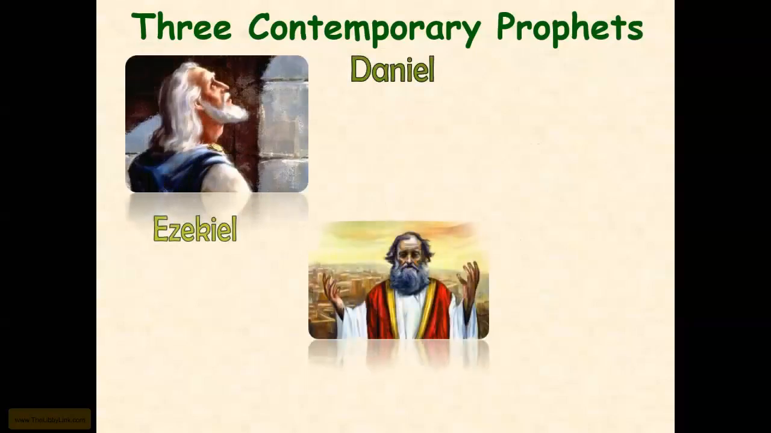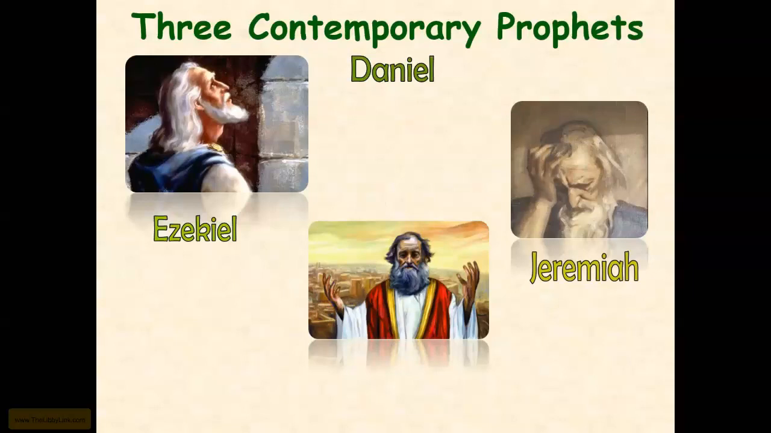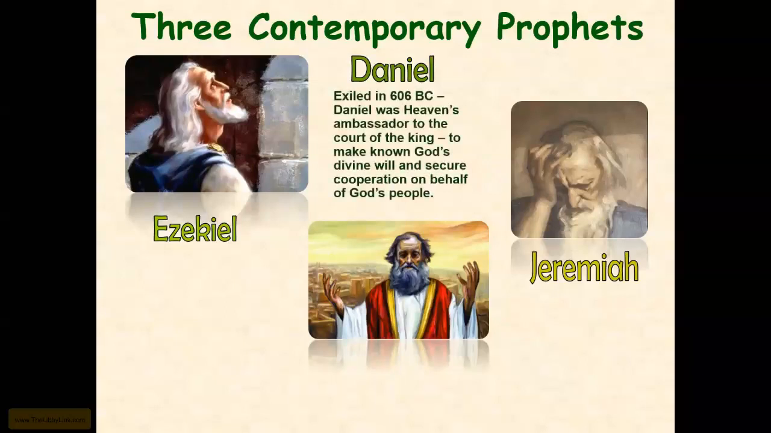There were three contemporary prophets we've seen on our timeline and have discussed. Daniel, Ezekiel, and Jeremiah were commissioned to reveal heaven's purpose to men and to elicit cooperation with it. This divine plan was in the best interest of Yahweh's people, even if they didn't think so. Daniel was exiled to Babylon in 606 BC. We've clearly defined that. He was heaven's ordained ambassador to the court of the king to make known Yahweh's divine will and secure cooperation on behalf of God's people.